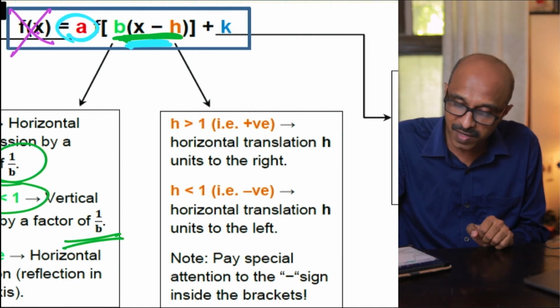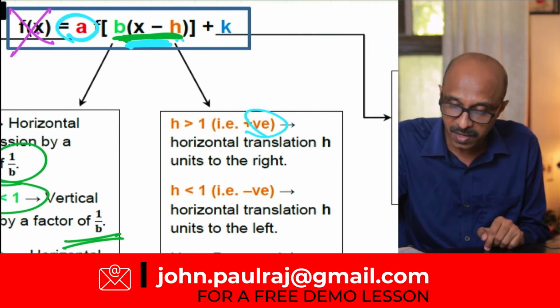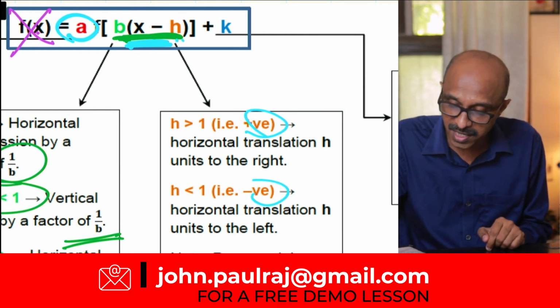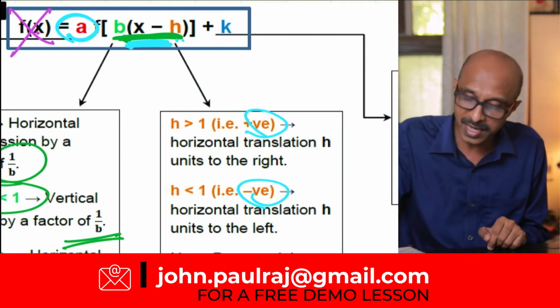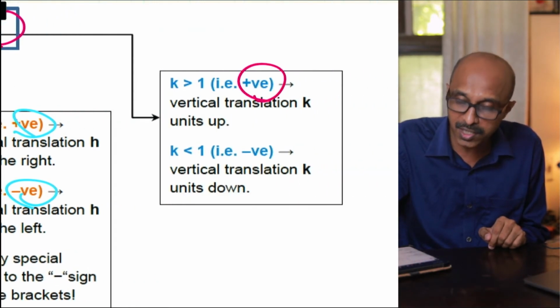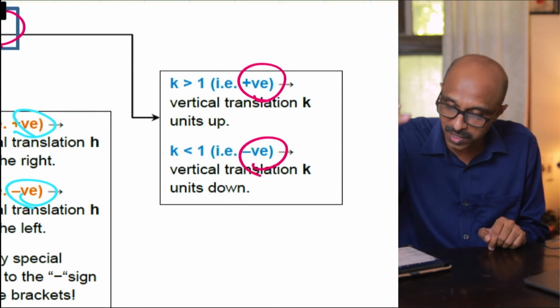And then we have H, as we've seen, all right? H is affecting the horizontal movement. H being positive, it moves to the right horizontally. H being negative, it moves to the left horizontally. And K, likewise, is affecting the translation. K being positive, the graph goes vertically up, and K being negative, the graph goes vertically down.